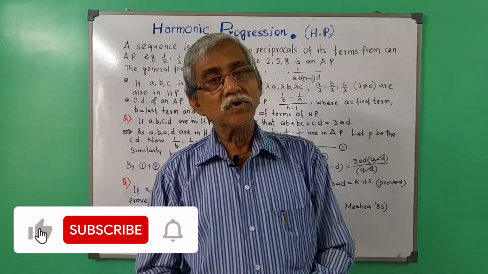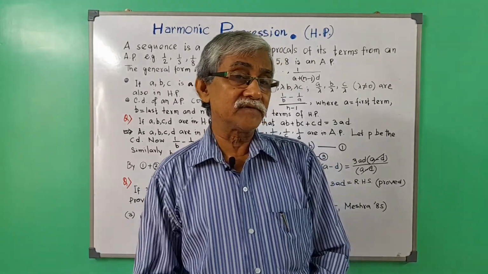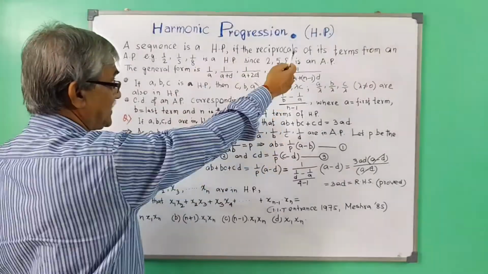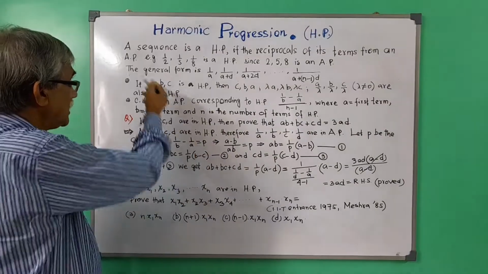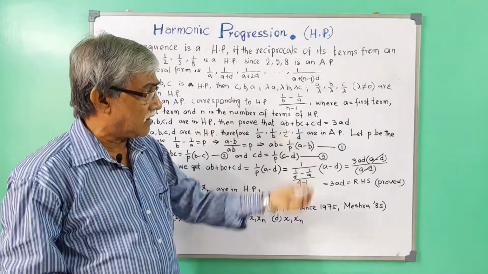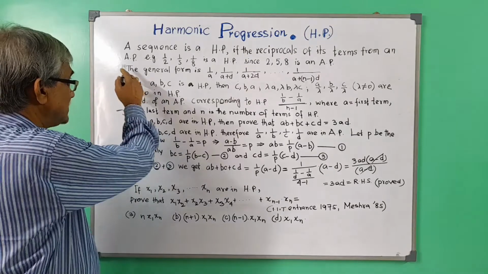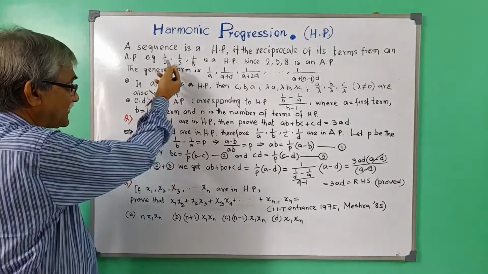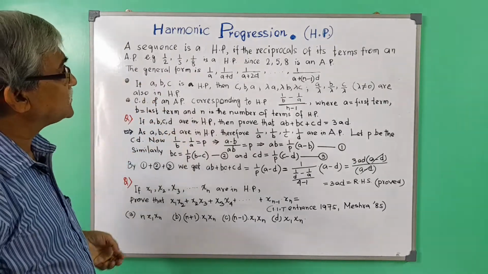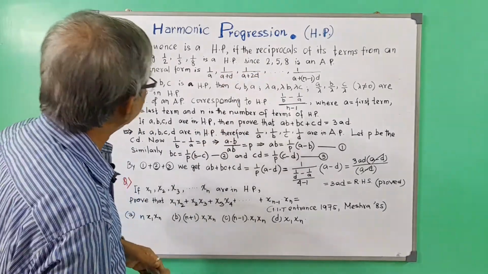Hi folks, in continuation with our sequential series, today's topic is harmonic progression, or HP in short. A sequence is an HP if the reciprocals of its terms form an AP, that is, an arithmetic progression. For example, 1 by 2, 1 by 5, 1 by 8 is an HP. Why? Since 2, 5, 8 is an AP.